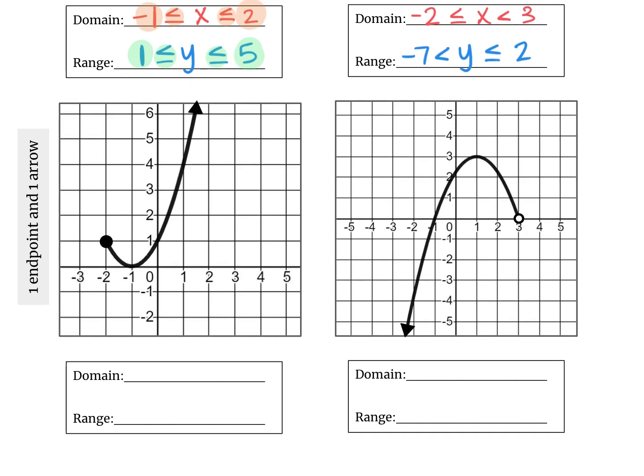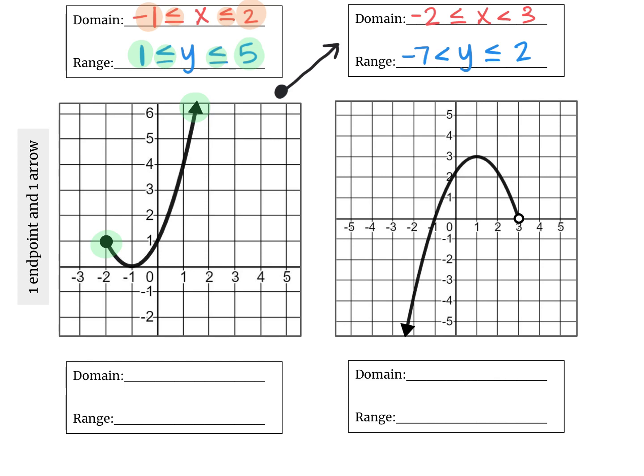Okay, so with this one, it's the same kind of process as when we had rays. If you remember a ray from linear functions, that's when you had a starting point and then a line shooting off of it, like a ray of sunshine. So when you notice that there is one endpoint and then an arrow on the other side, you need to look at where it starts at that endpoint.